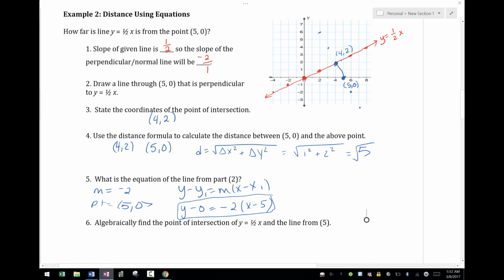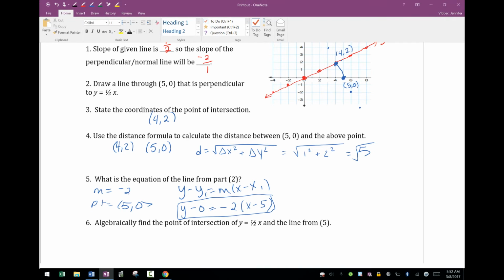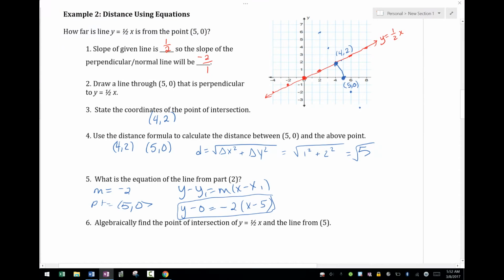So what I can do is calculate the point of intersection by using the two equations of the lines and then find the distance between the points just to make sure I have the right ones. So we have y equals 1/2 x, the equation that was given to us, and then I have the other line, which is right above it, y minus 1.